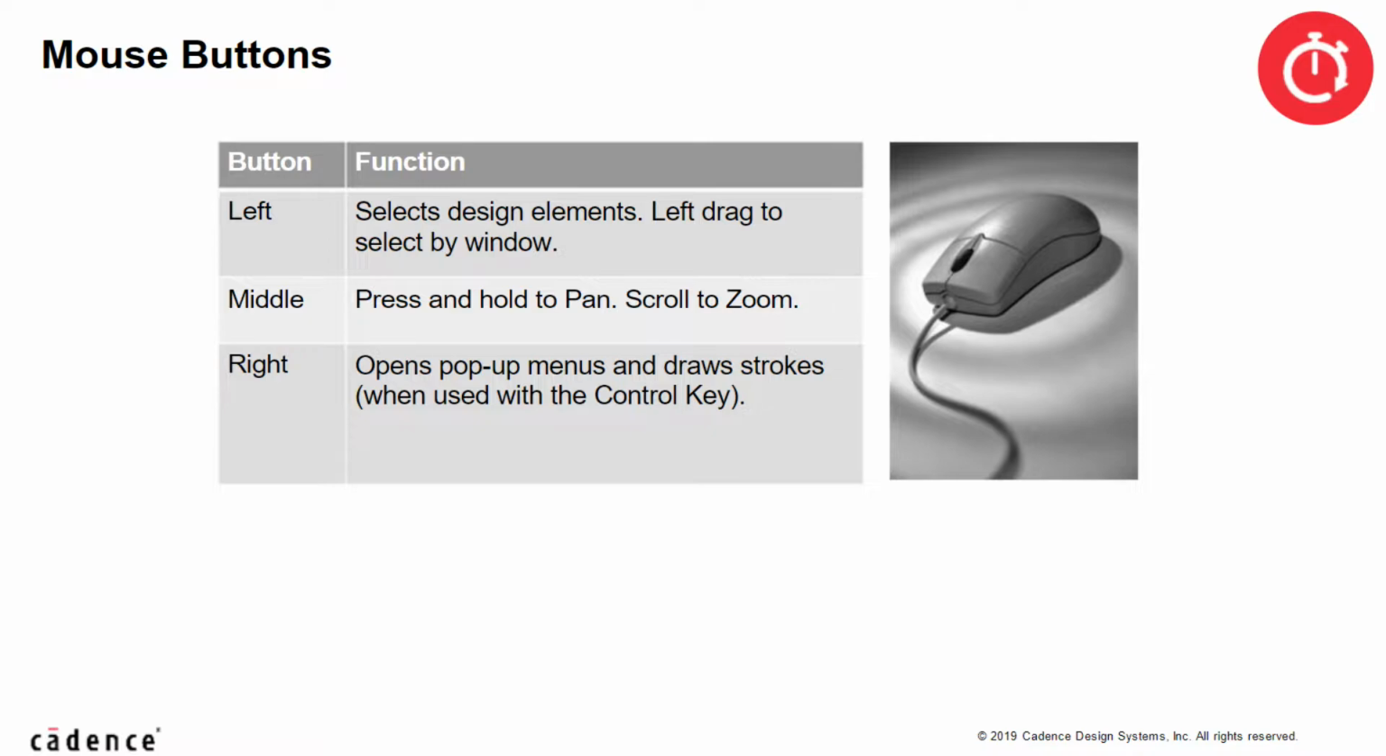Use the right mouse button to display pop-up menus containing options associated with the current command. The right mouse button is also used with the Control key to execute APD strokes. Press and hold the middle mouse button while moving the cursor in the direction you want to pan. If you click the middle mouse button, the system will either zoom in or zoom out the part outline.